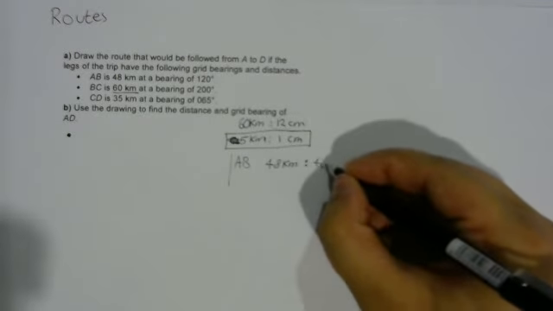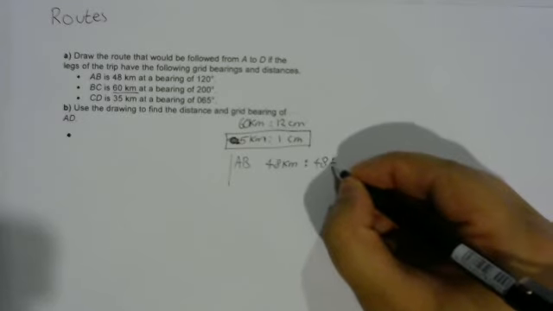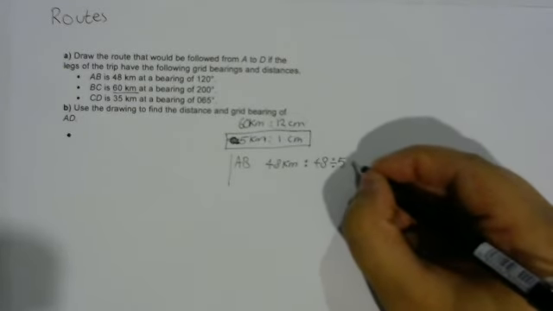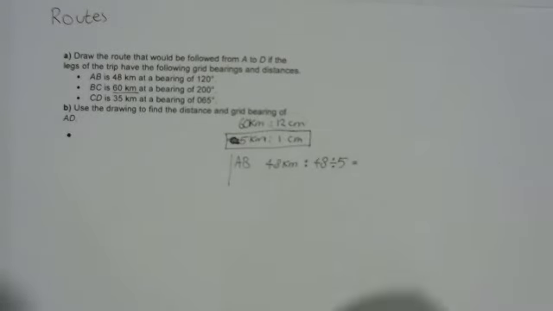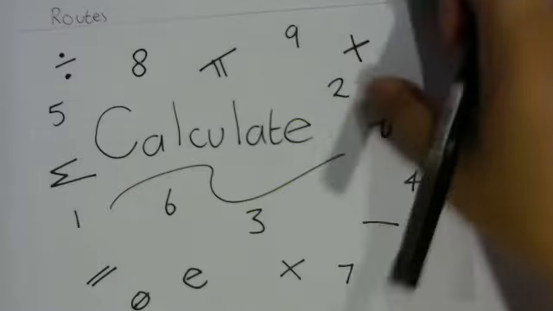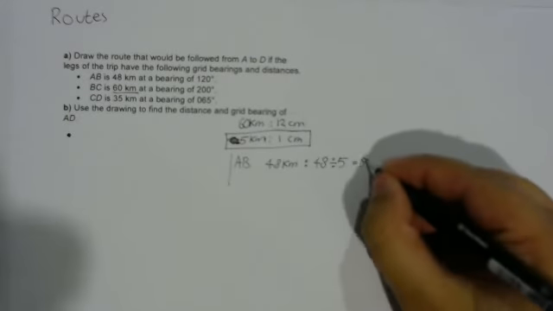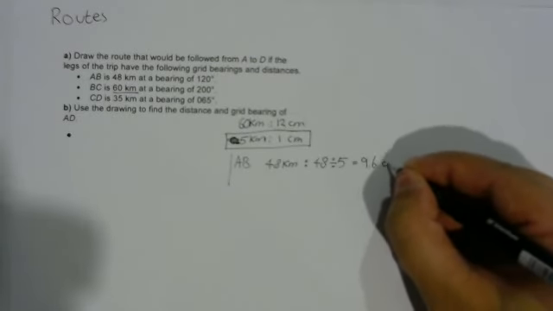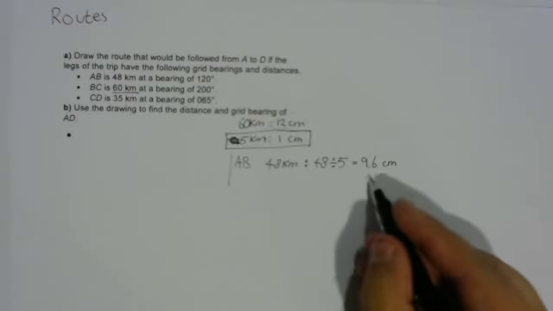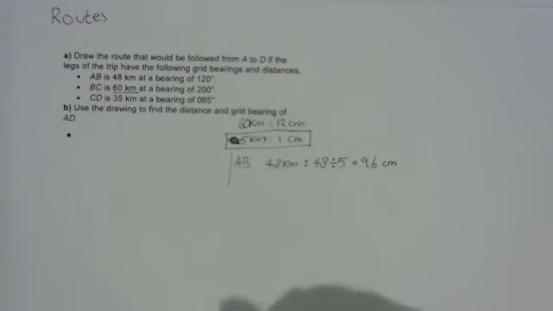So 48 divided by 5 equals, let's calculate that, 9.6, and that is centimeters now. So this leg I'm going to have to draw 9.6 centimeters long.